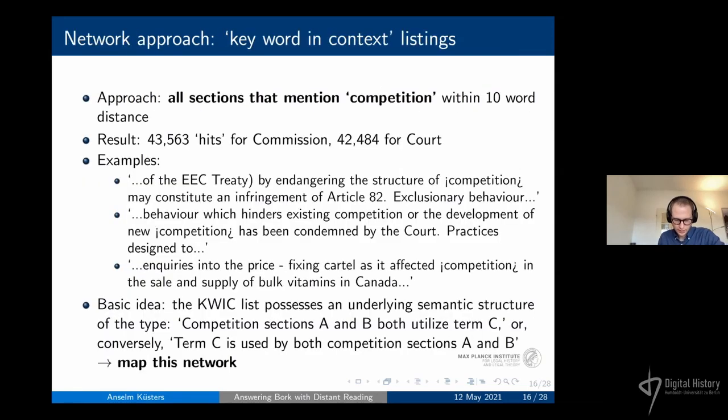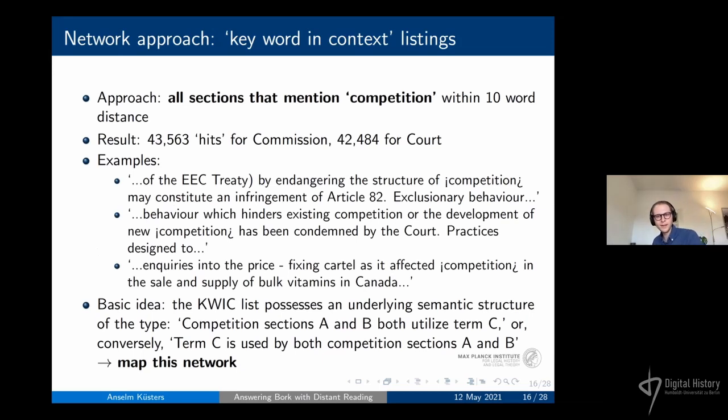The next thing I did was a network approach. So you could wonder, well, sometimes they use these bigrams to talk about competition, efficient competition, perfect competition, but there must be also other words related to it. So what I did here, I did a keyword in context search, with which I captured the 10 words that are immediately surrounding the word competition. And this gives me about 40,000 sections dealing with competition for each of the two corpora, for the commission and for the court. And I put some examples here on the slide that show this captures indeed some meaningful arguments, and I can go into more detail in the Q&A.